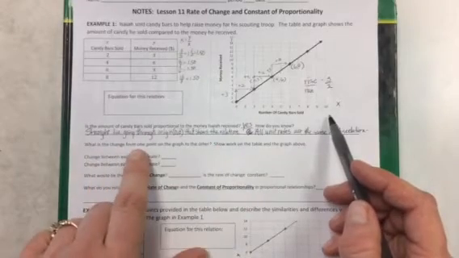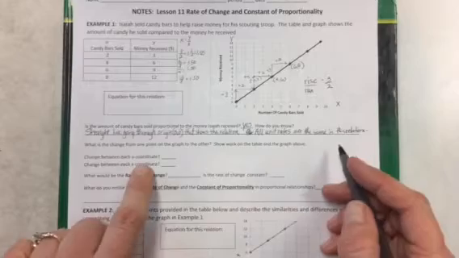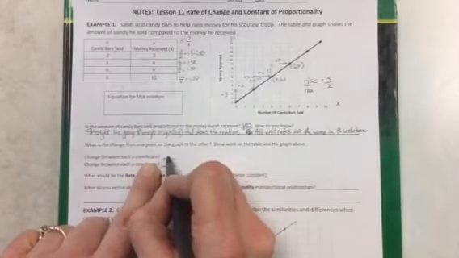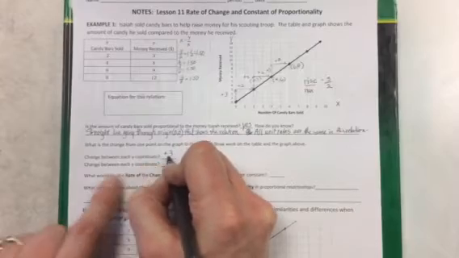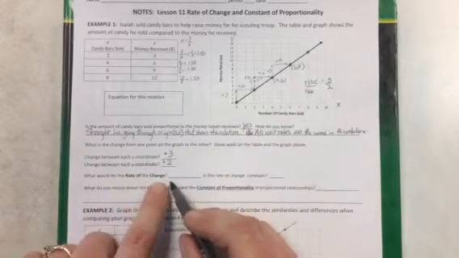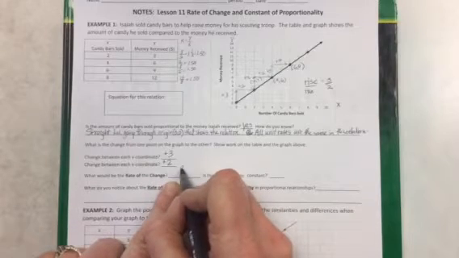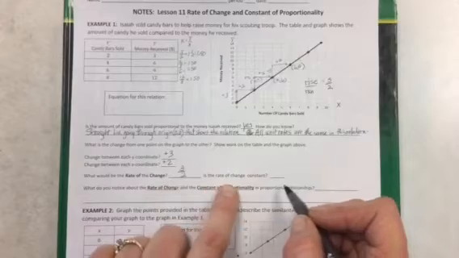Okay, so what is the change from one point on the graph to the other? The change between each y-coordinate, well, we went up 3, so that's going to be positive 3. The change between the x-coordinates was positive 2. What would be the rate of change? Well, we set it up just like the unit rate. It would be 3 over 2.